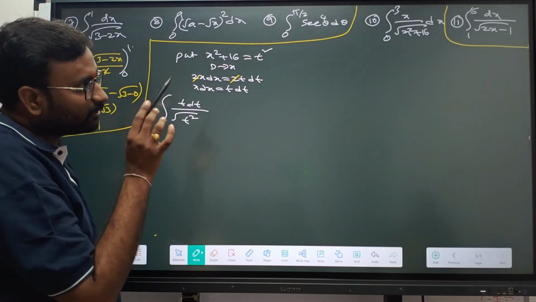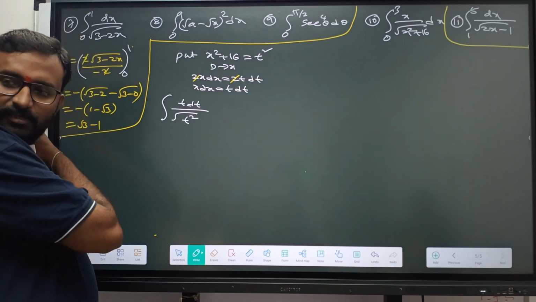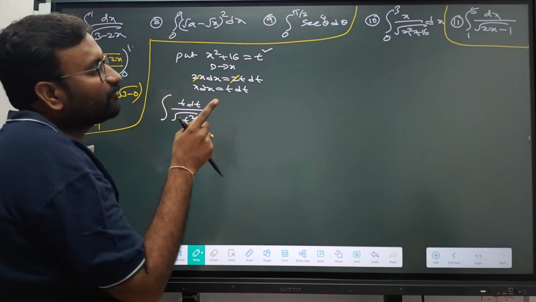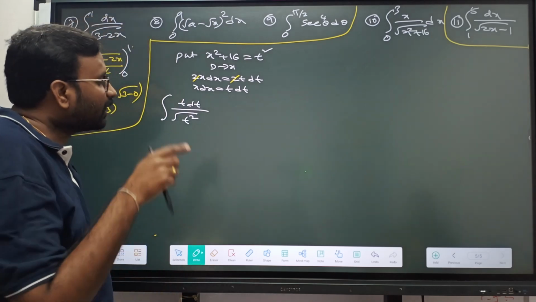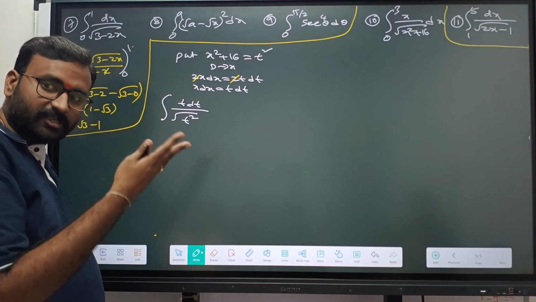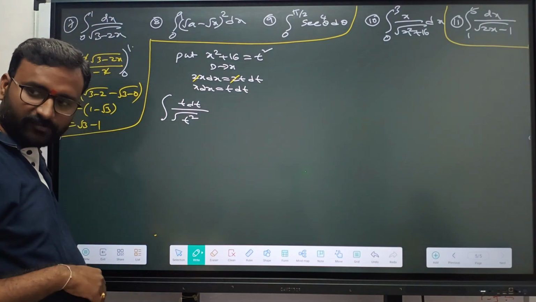What about limits? What are the limits? 0 to 3. 0 to 3 for x function, not for function in terms of t. Function changed in terms of t. Limits also will be changed.